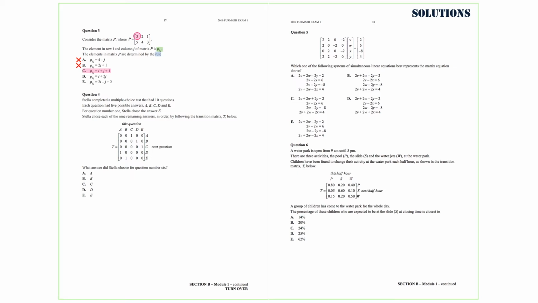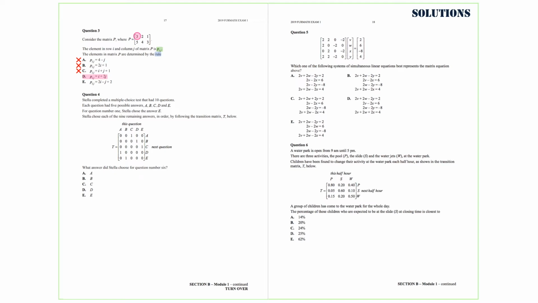Pij equals i plus j plus 1 is the rule in option C. P11 equals 1 plus 1 plus 1 equals 3. Correct. P12 equals 1 plus 2 plus 1 equals 4. This is incorrect, so we can cross out option C as well.